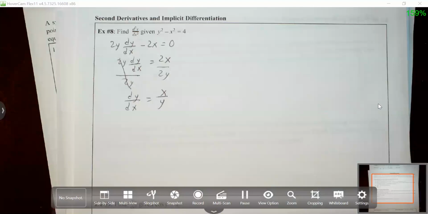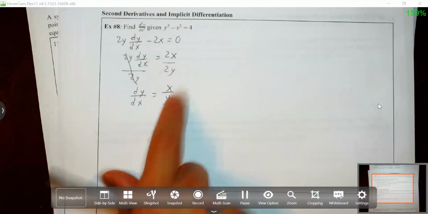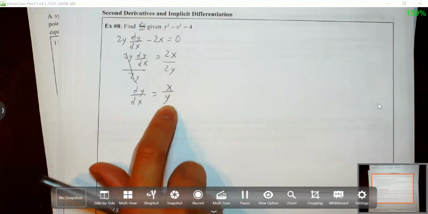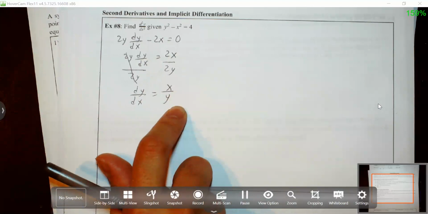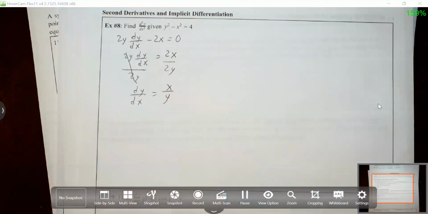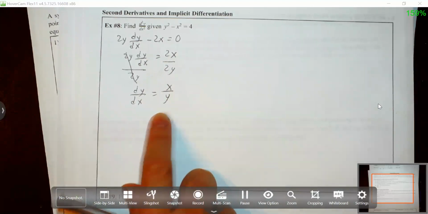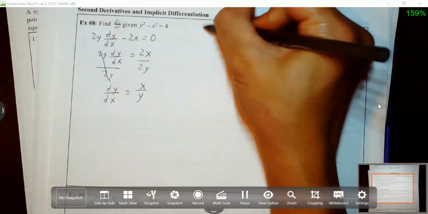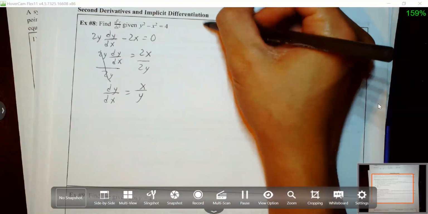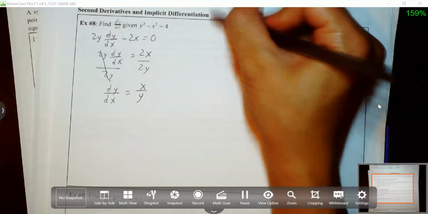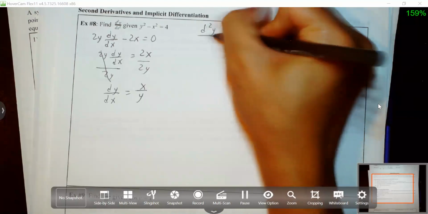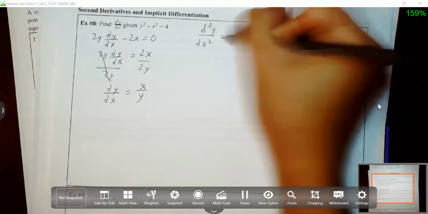Now, what I am going to do is take the second derivative. So if this is the first derivative, I'm going to take the derivative of this. That's just like how you do a normal second derivative. So how do I do that? Well, now I'm going to do the quotient rule. So this is the notation for this. The second derivative, which is d squared y over dx squared, is equal to this.